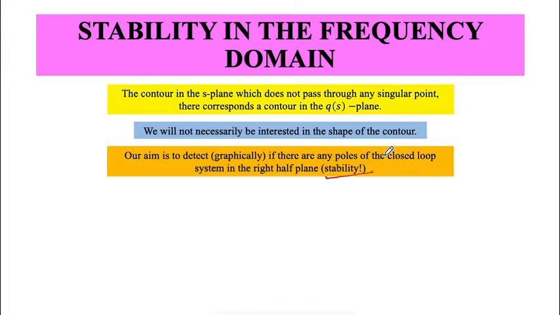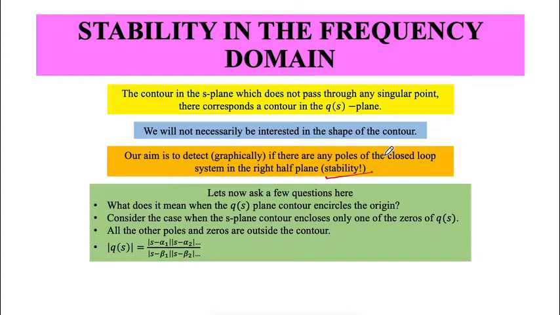So I do a trick where I ask myself a question: does there exist a pole in the right half plane? I do a graphical technique. If my answer is yes, the system is unstable. If the answer is no, the system is stable. So let's ask a few questions: what does it mean when the Q(S) plane encircles the origin? This is a little important here.